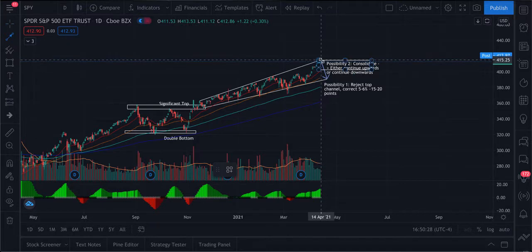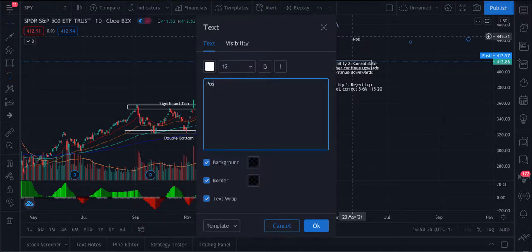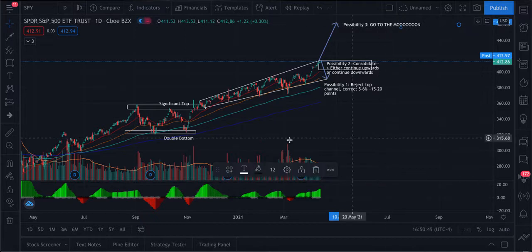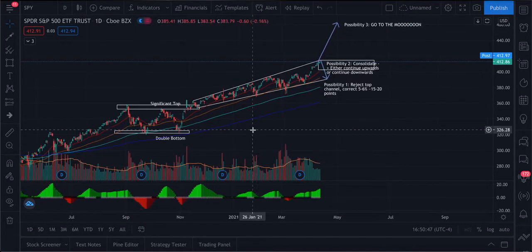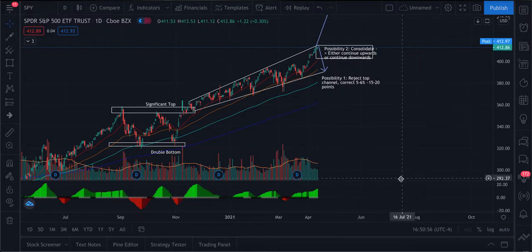And then possibility three, which is my most likely possibility, is we break through this top trend line, and then we straight up, go to the moon. That's possibility three, right? So just keep an eye out on SPY. This week will be a key level. We'll see by the end of this week what's going on. If we make it over this level, if we reject it or if we consolidate, we'll see.